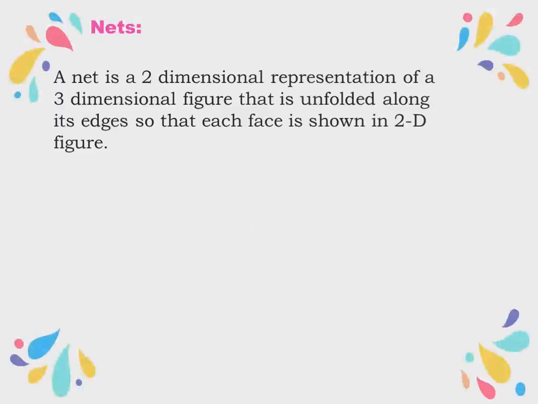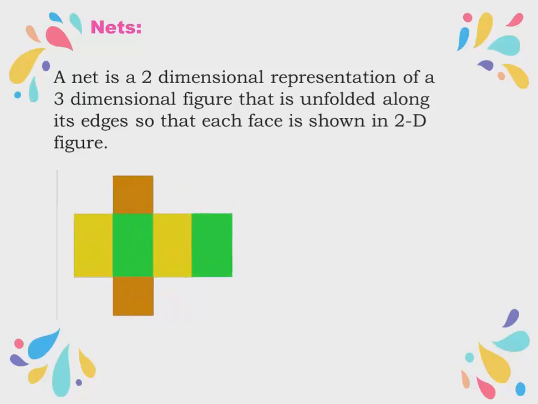Nets. A net is a 2-dimensional representation of a 3-dimensional figure that is unfolded along its edges so that each face is shown in a 2D figure. Okay children, for example, this is a rectangular shape, so this is a cuboid. If you open a cuboid box, see what is formed? That is called a net.